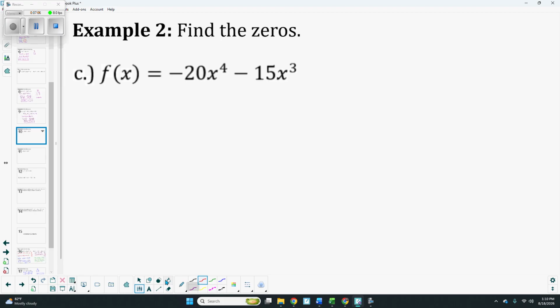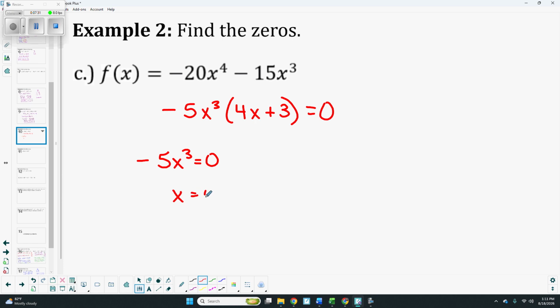All right, example 2c. I do have a GCF here. I could take a 5 out, and I'm going to go negative 5. And I could take an x cubed out. So when I do that, I get positive 4x plus 3. So now I can set each of these factors equal to 0. So negative 5x cubed equals 0. It's just going to be 0. And 4x plus 3 equals 0. I would subtract 3 and then divide by 4.